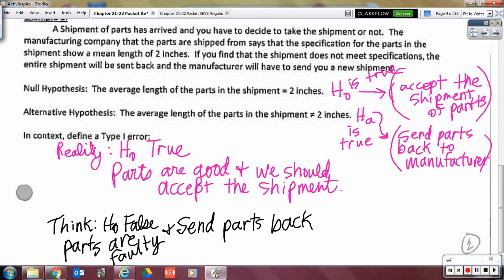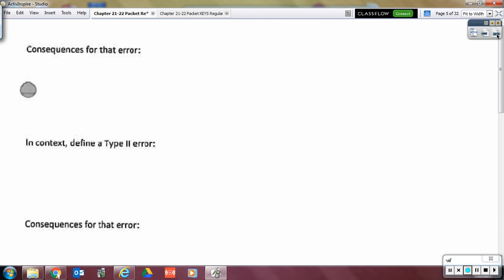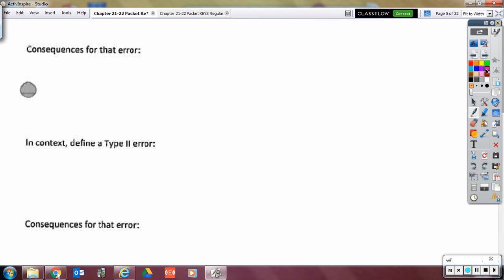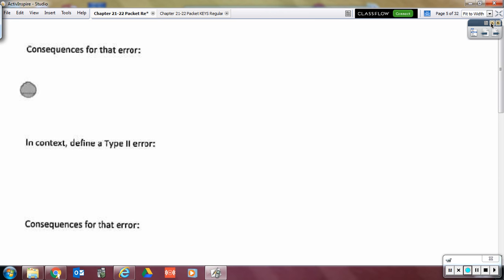So that's what's happening. Hey parts, I think I made a type 1 error. I shouldn't have rejected you. Okay? But you did. So, what is the bad thing about that? Who gets upset with you sending the parts back even though you should have accepted them? The manufacturer. Perfect. The manufacturer that sent you those parts is pretty ticked off that you rejected his shipment even though it was good.